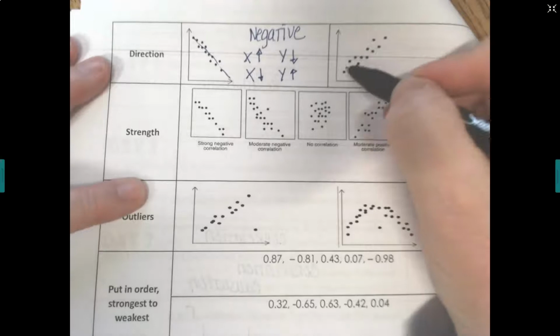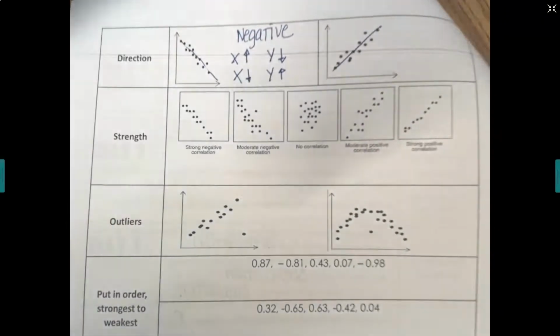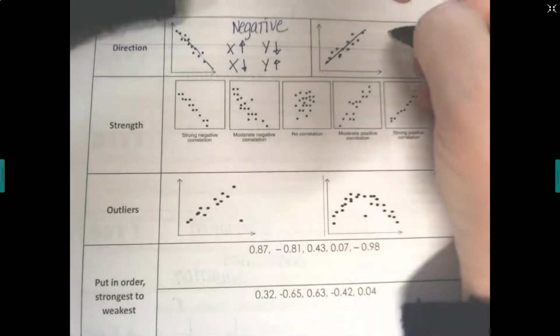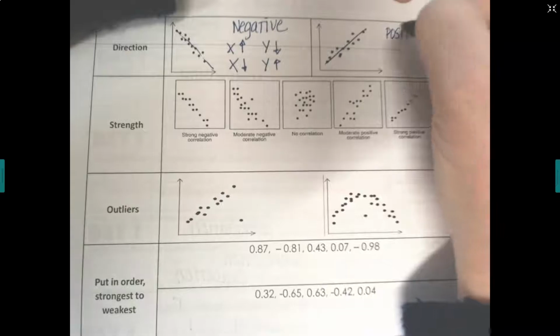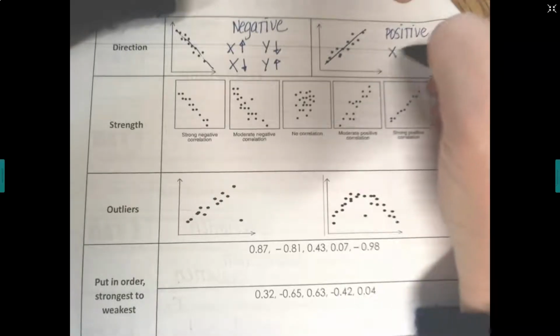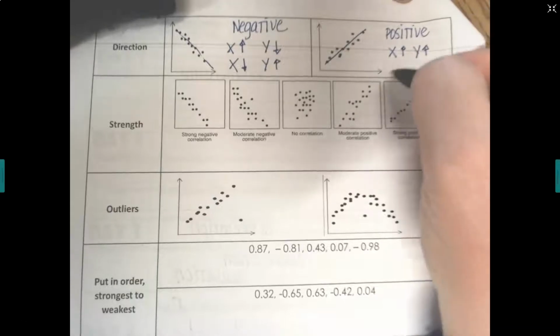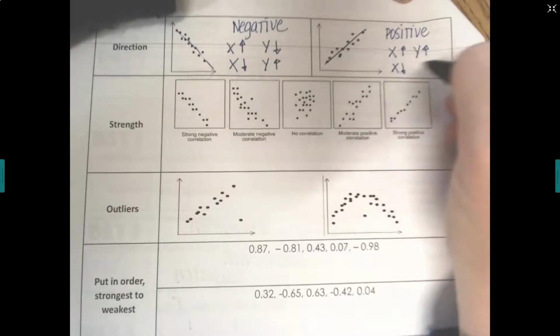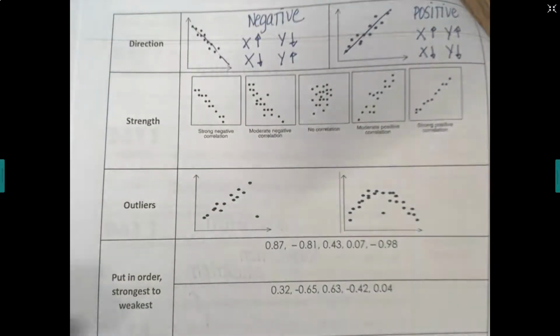And we can look at this one. I'm going to draw a line kind of right through the middle of it, and I can see that line would have a positive slope. So this would be a positive correlation. Okay? And when your x values get bigger, your y values get bigger. When your x values get smaller, your y values get smaller. The direction is the same. That will make it a positive correlation.